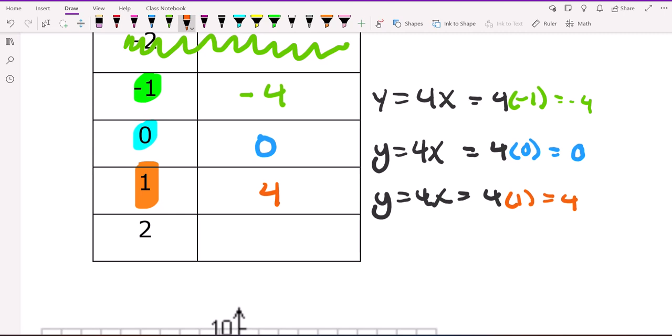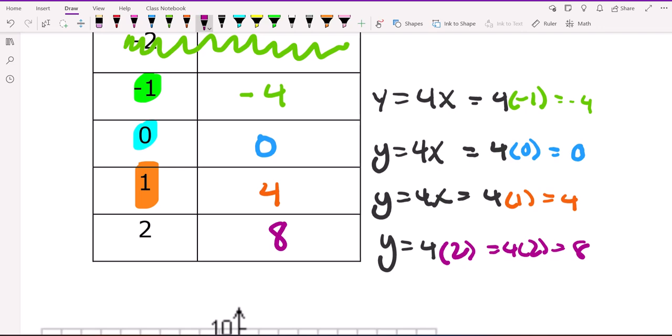Ashton, what do you expect to see here? What's the pattern? We just talked about it. All right. What do you expect to see? 8. We're going up by 4s. Right? So if you write down our equation, y is equal to 4x. This time we stick in the number 2 in for x. So 4 times 2 equals 8.